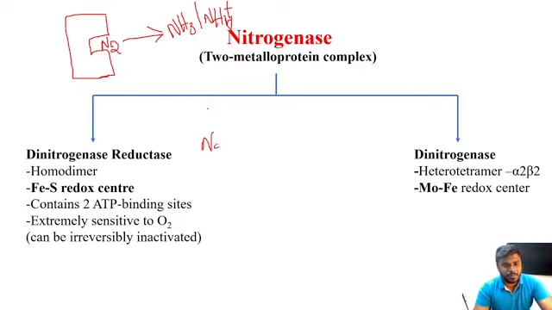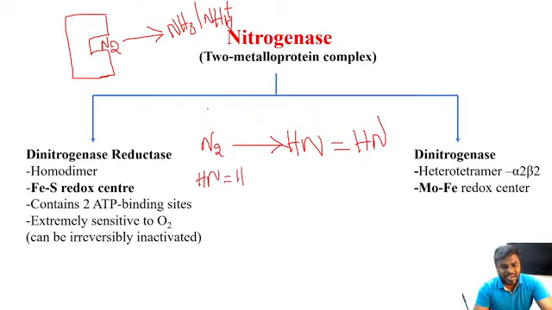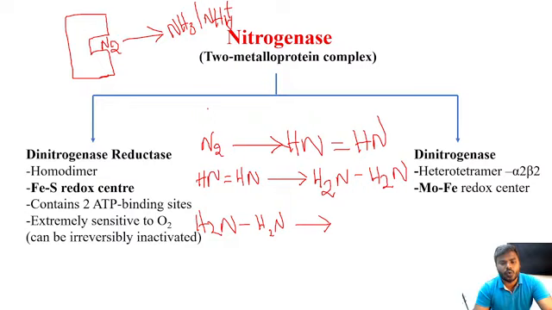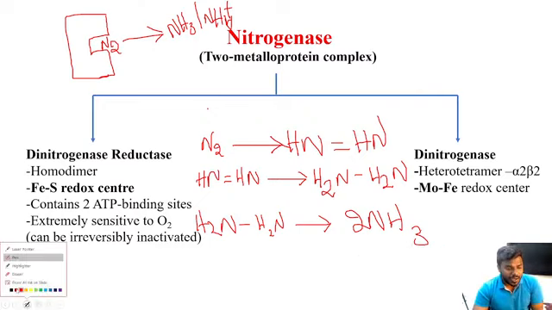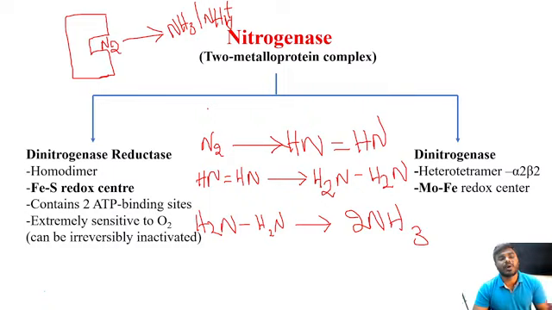What is the first step? In the first step, N2 can be converted to, my friends, NH double bond NH. Do not forget, my friends. Then second step, NH double bond NH can be converted to, friends, NH2 and NH2. Then finally, friends, NH2 NH2 can be converted into NH3. So my friends, I can't do the process in a single step. I require 3 steps. And here comes the most important point.